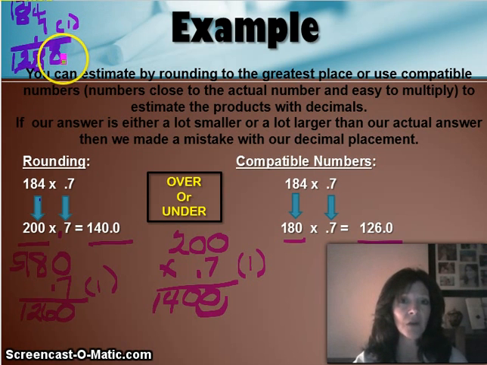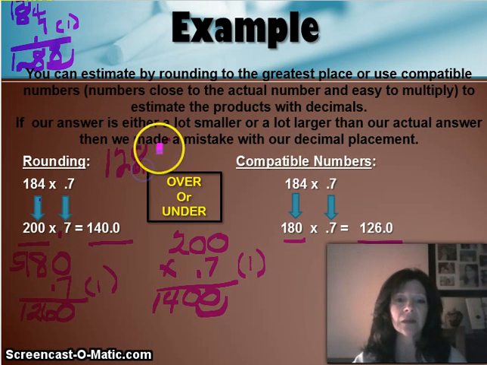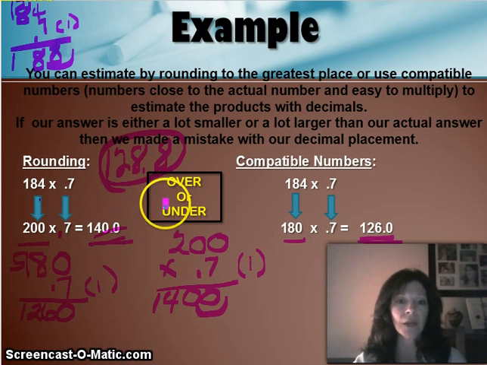I'm going to start to the far right of my number. I'm going to move my decimal point one place. My actual answer is 128.8. Looking at my numbers, my compatible answer is closest. It is 126. My actual answer is 128.8.